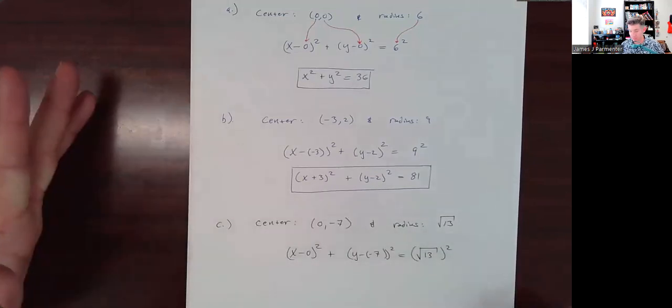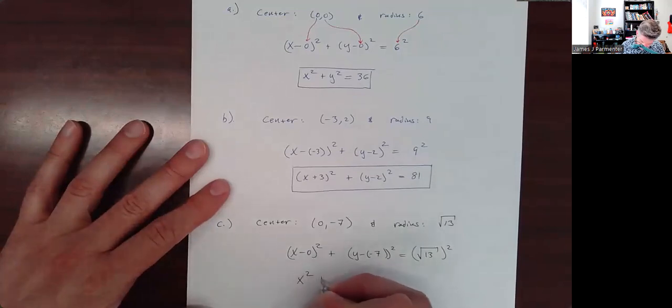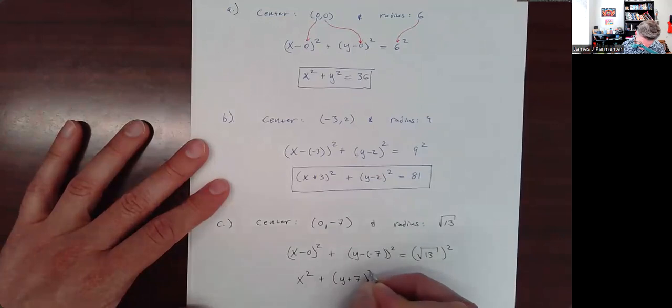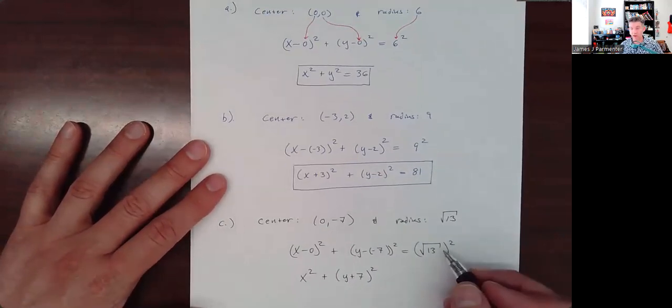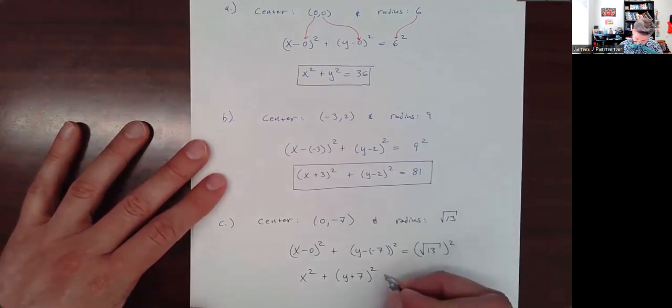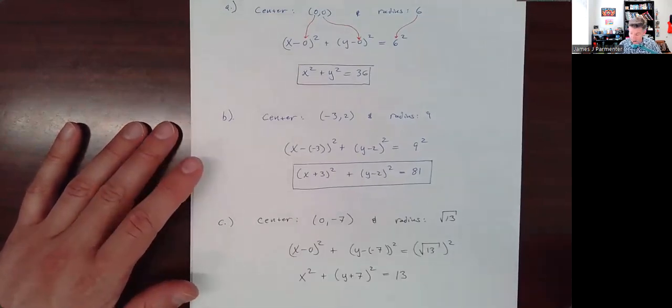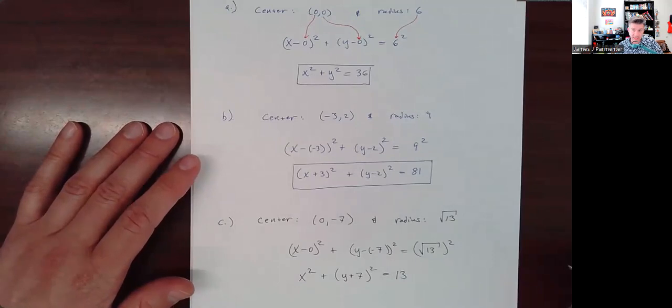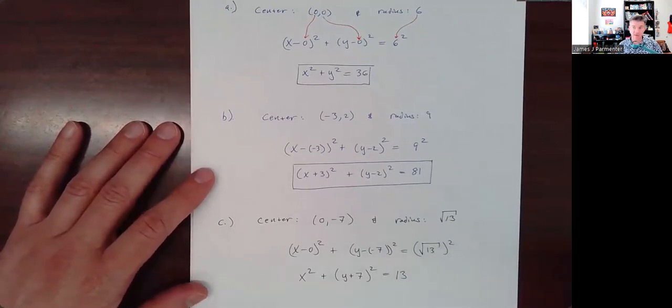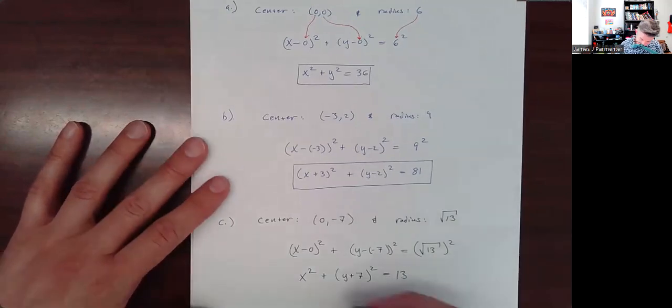x minus 0 is just x, so I'm going to rewrite that as x squared. y minus -7 is y plus 7 squared. And the square root of 13 squared is just 13. It's literally how the square root is defined. It's the number that if you multiply it by itself, you get back the inside number. So the square root of 13 times the square root of 13 is going to equal 13.